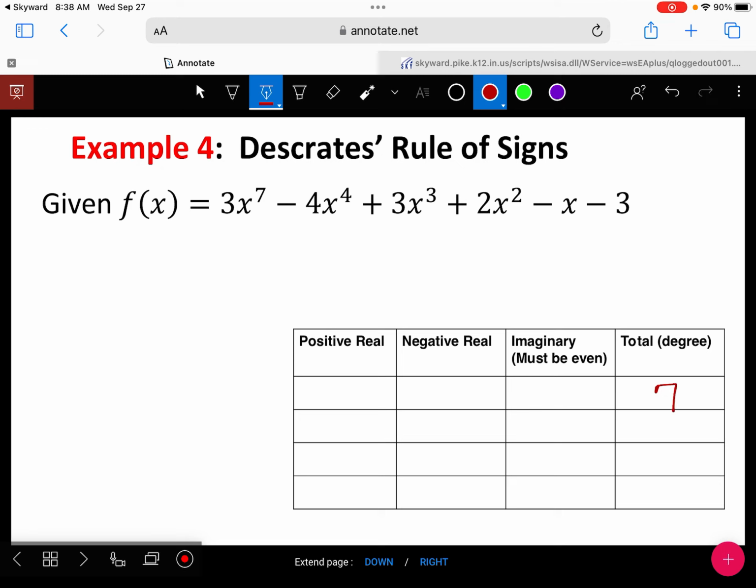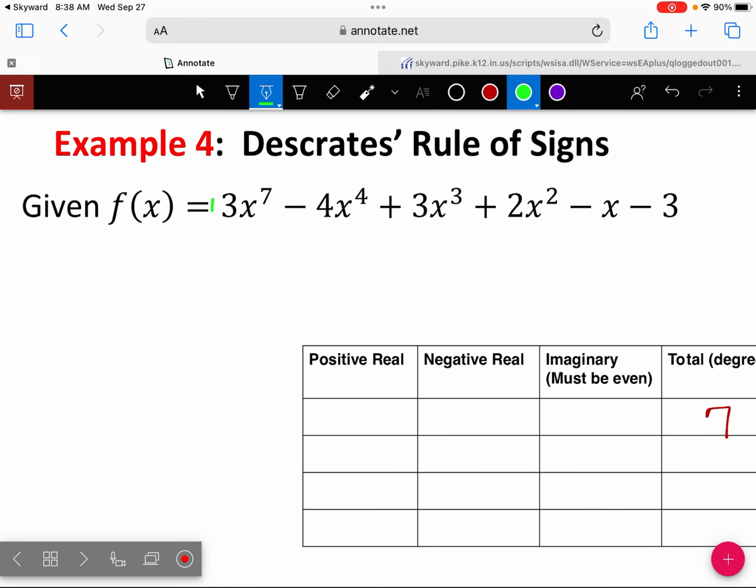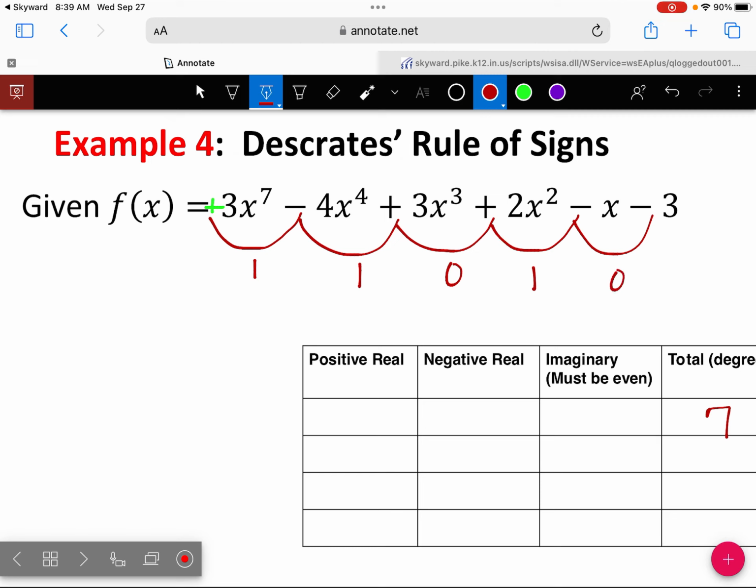Okay. So first, let's figure out how many of those solutions are positive. And it's really simple. All you're going to do is count your sign changes. So what I start off with is a positive 3. So I'm going from a positive to a negative. Did I change signs? So I'm going to put a 1. Then I go from negative to positive. Did I change signs? Yep. Positive to a positive. Did I change? Positive to a negative. Did I change? Yeah. Negative to a negative. Did I change? All right. So how many sign changes did I have? 3. So I'm going to put a 3.